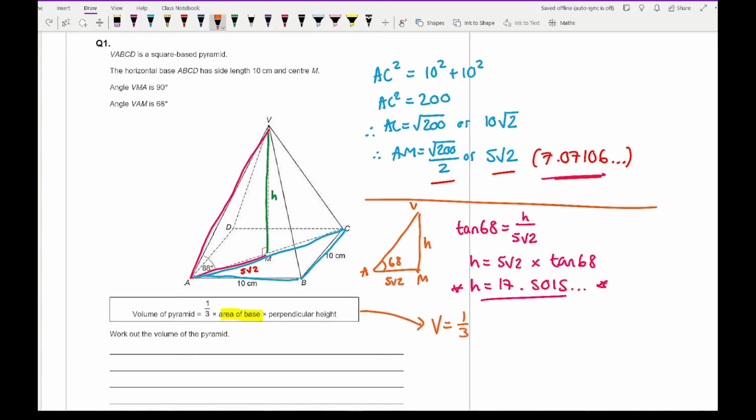So that's going to be 1/3 multiplied by 100 multiplied by 17.5015. Now, if you've left that on your calculator, that's going to be absolutely fine. So here I've got 17.5015 multiplied by 1/3 multiplied by 100, and that gives me an answer of 583.4, and that's going to be in centimetres cubed to 1 decimal place.